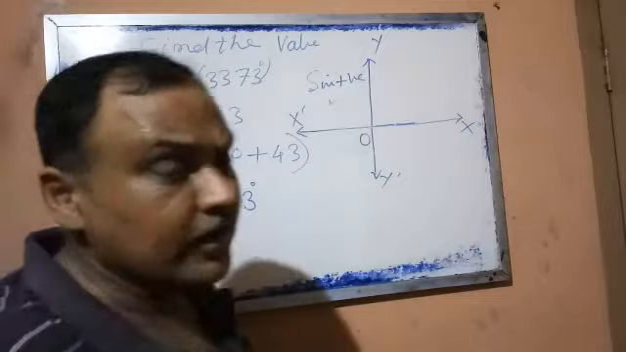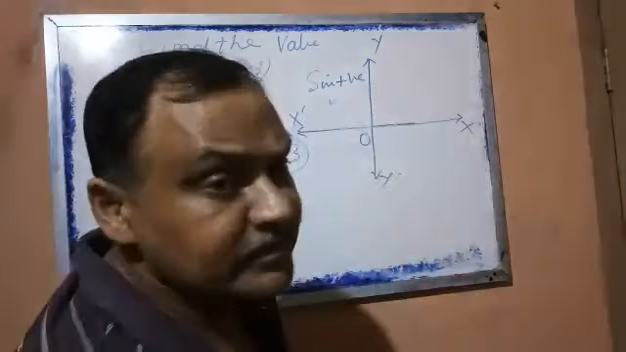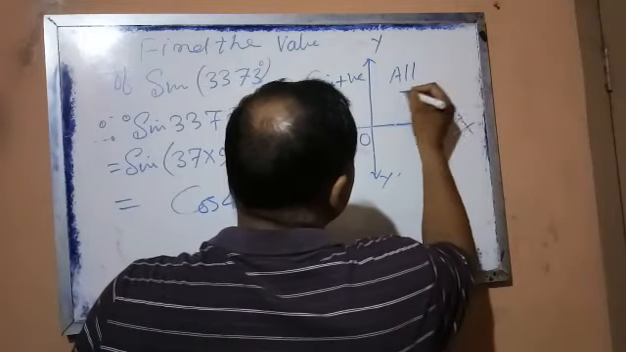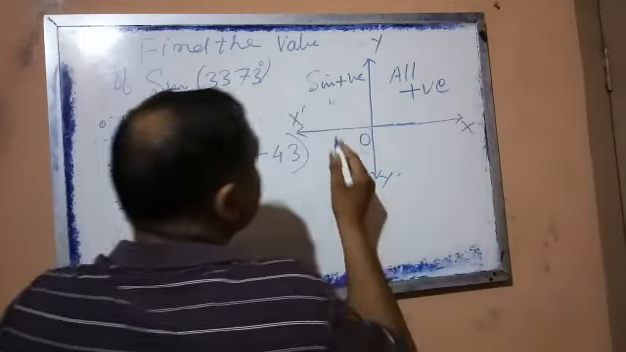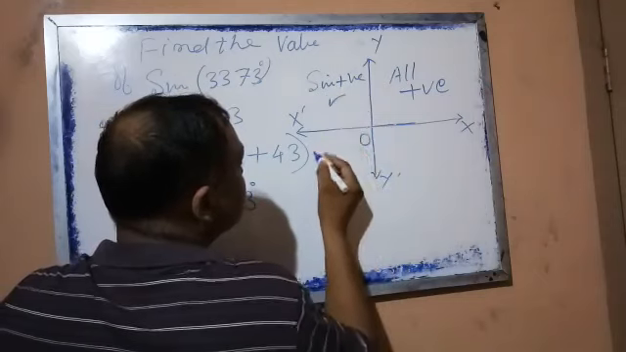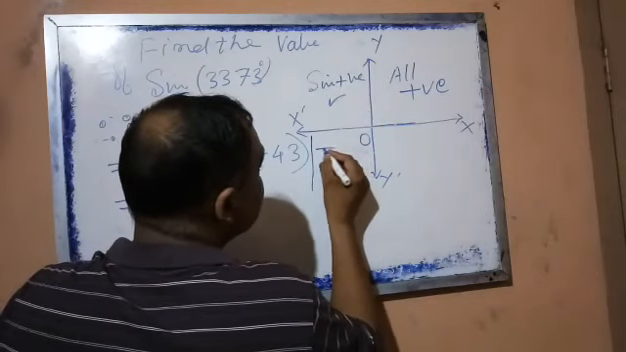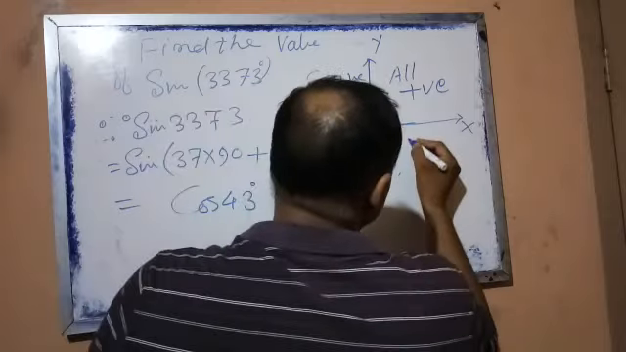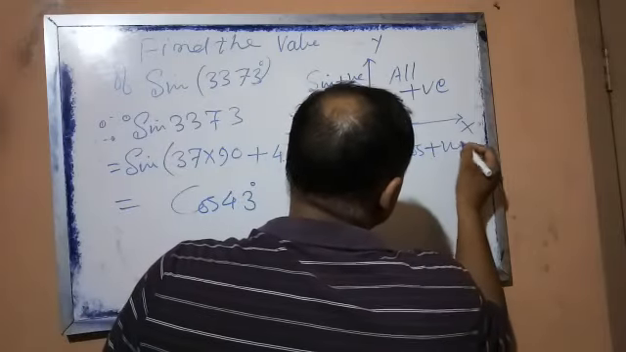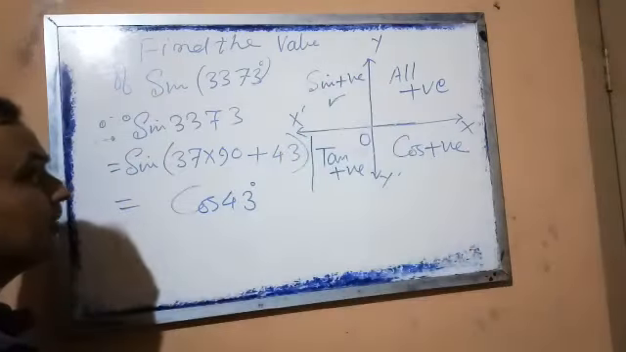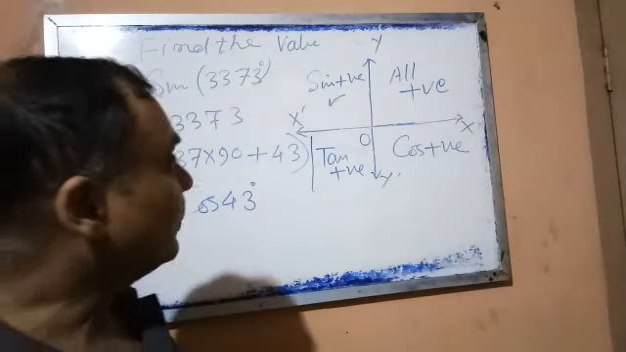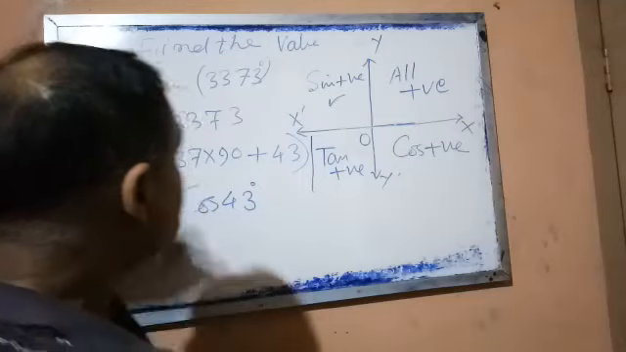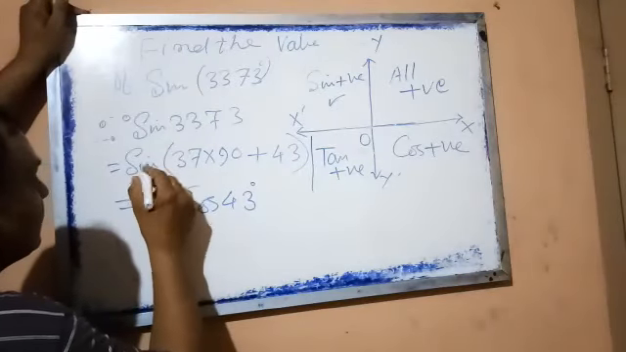In fact, what happens if the angle falls in the first quadrant? In first quadrant all positive. All positive. Second quadrant sine positive. Third quadrant tan positive. And fourth quadrant cos positive. Okay, fourth quadrant cos positive. Clear? So second quadrant sine is positive.